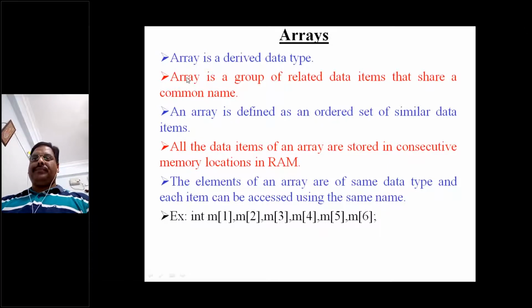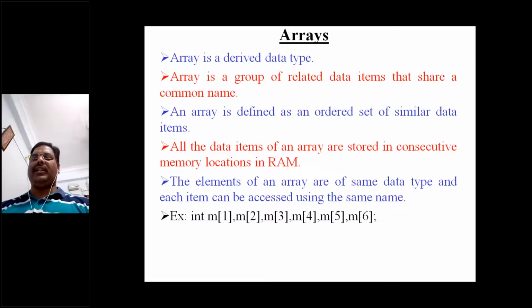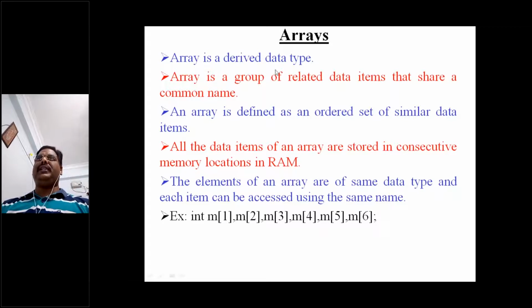Okay, so right, and the next one here is the definition. What they are trying to say here is the array is a derived data type, first point, and the next one is it is a group of related data items that share a common name, right? That means if you have some list of integer values with you, all those values will be related to integer, so that we can store them under a single name. So that's what he's trying to say: an array is a group of related data items that share a common name.